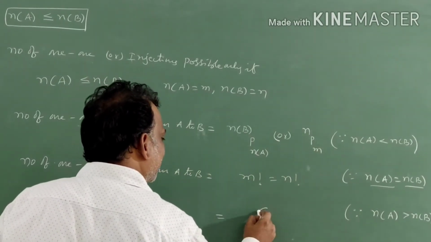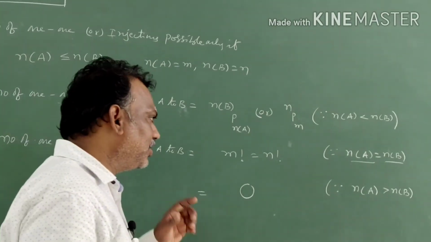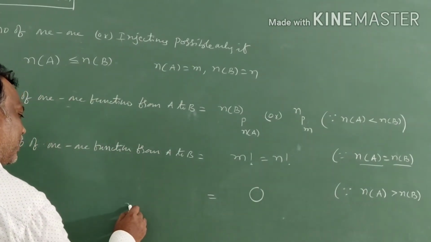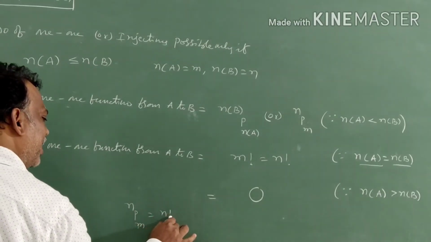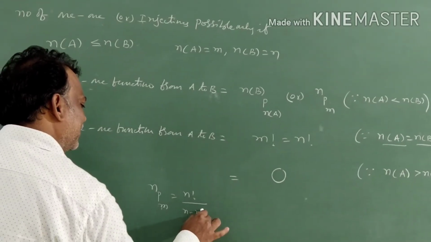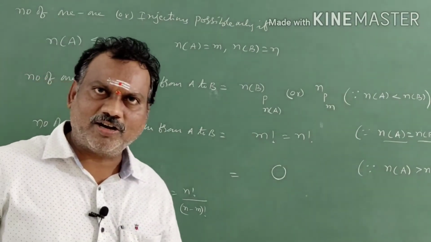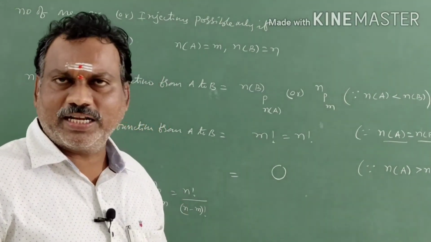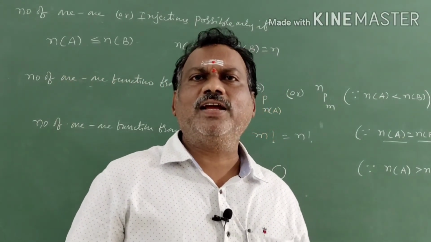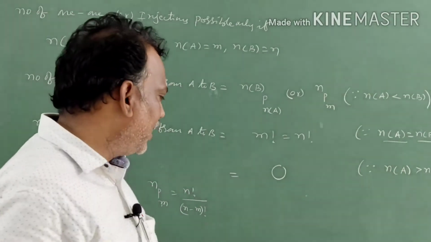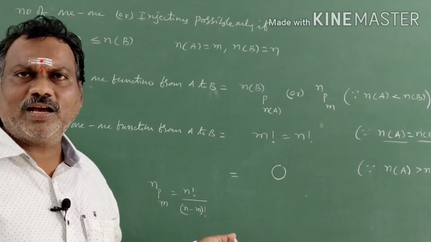The number of one-one functions is 0. Not possible. Why? Because in permutations you know the formula, nPr. What is nPm? The formula is n factorial by (n minus m) factorial. Correct or not? First PU, permutations and combinations. What is meant by permutation? Selection and arrangement is called permutation. Only selection is called combination. So for nPr we use the formula n factorial by (n minus r) factorial.